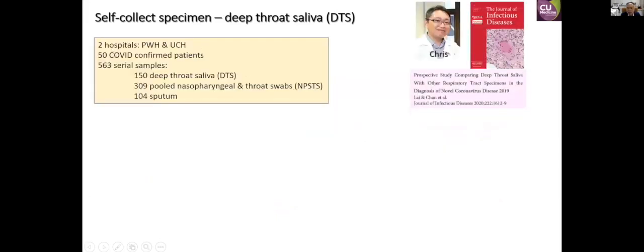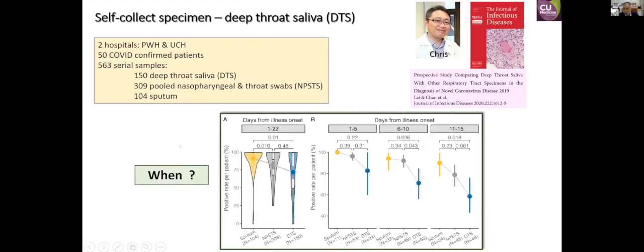And here we include 2 hospitals, the Prince of Wales and UCH. We have 50 confirmed cases, and we took serial samples from these confirmed cases, altogether around 500 of them. And we compared the deep throat saliva performance against what we call the gold standard, the pooled nasopharyngeal and throat swab, and also sputum. So we want to compare the performance of these respiratory specimens.